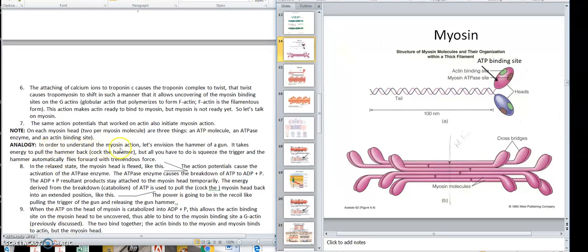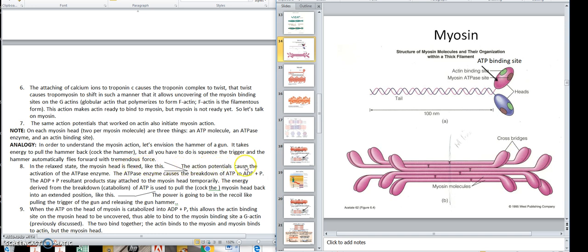Analogy. In order to understand the myosin action, let's envision the hammer of a gun. It takes energy to pull the hammer back, but all you have to do is squeeze the trigger and the hammer automatically flies forward with tremendous force. Okay, so here we go. In the relaxed state, the myosin head is flexed like this. It would be flexed like that.